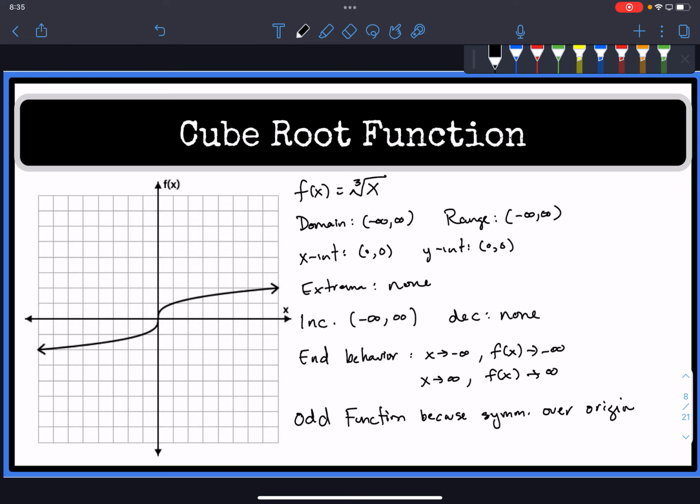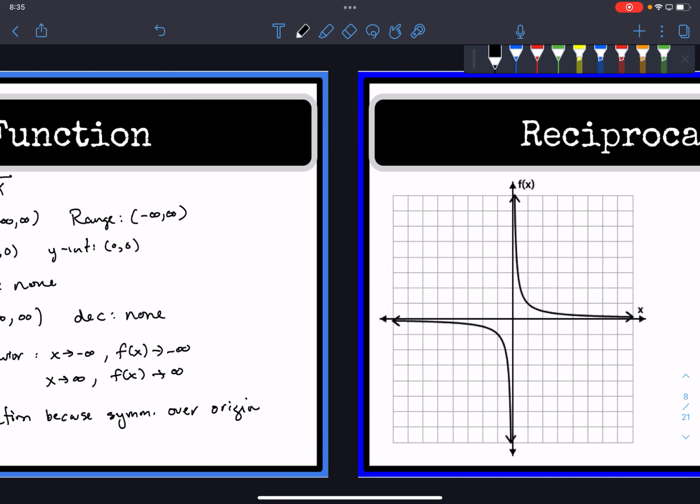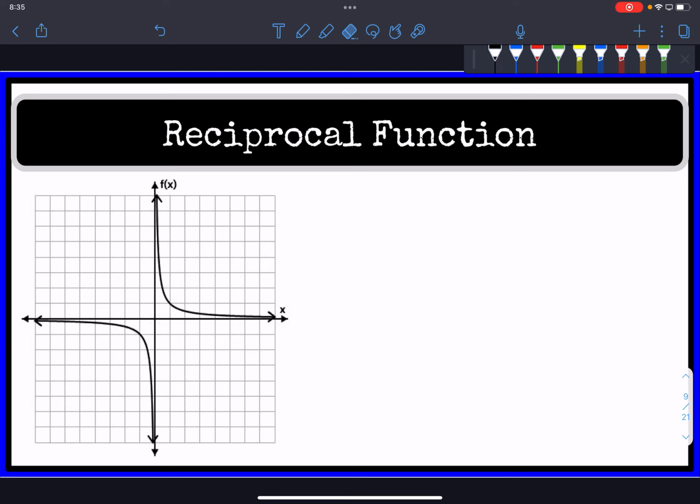And then finally, we have this last one here. Our last parent function we're going to go over is the reciprocal function. The rule for this function is 1 over x.